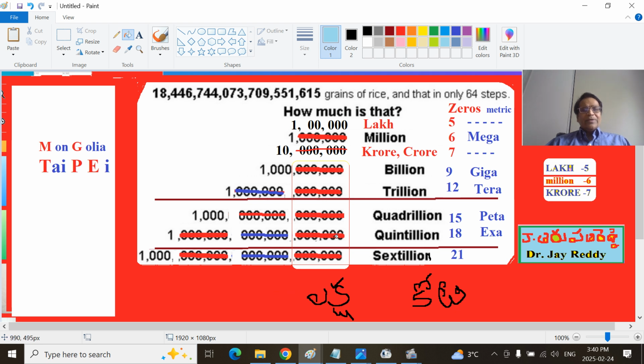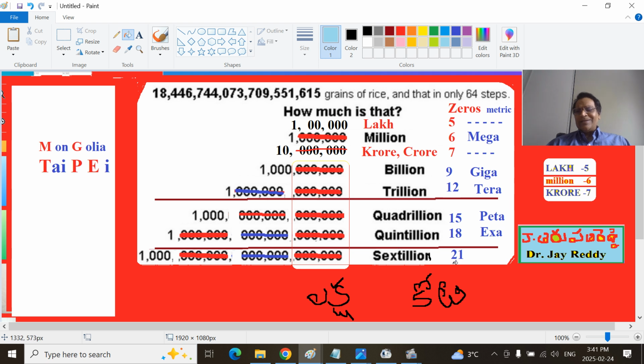You have 6 here, 6 here, 6 here, that means 18. Quintillion is 18. That means on the chessboard, finally, you can put 18 followed by 18 zeros. Easy to remember: 18 quintillion grains on the entire board. Remember, the last square contains almost half of the total, the same number. On the last square you will put 9 followed by 18 zeros, quintillion rice grains. So that is Exa.